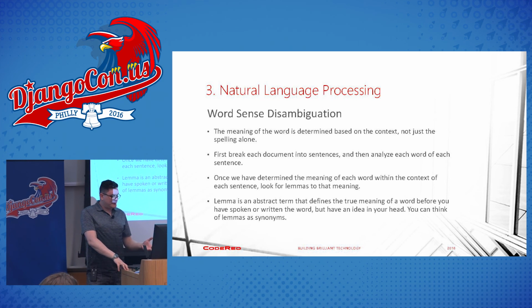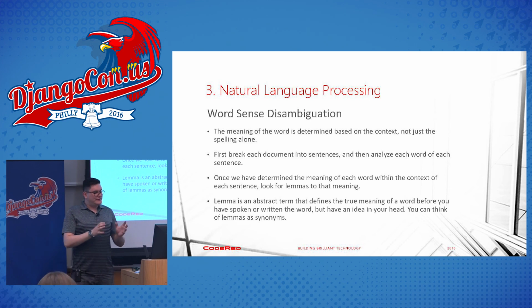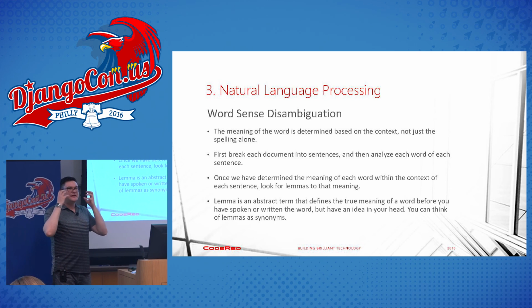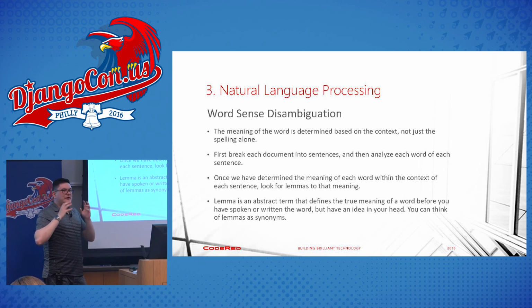So once you determine the meaning of each word within each context, you would take another step and look at the lemmas. Now, a lemma is basically like an adjective, but the true way of describing what a lemma is, it's the meaning of the word when it's in your head before you actually speak the word. That's the true definition. It's hard to describe, but it's basically a synonym. So it's the true, abstracted meaning of that word.